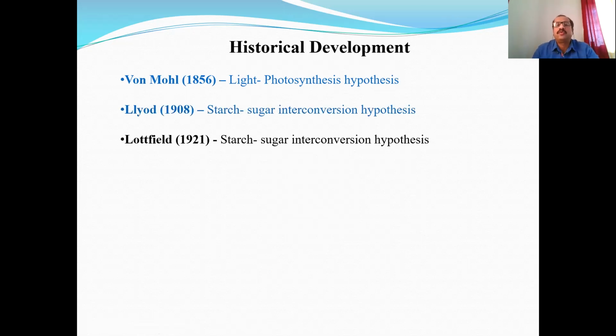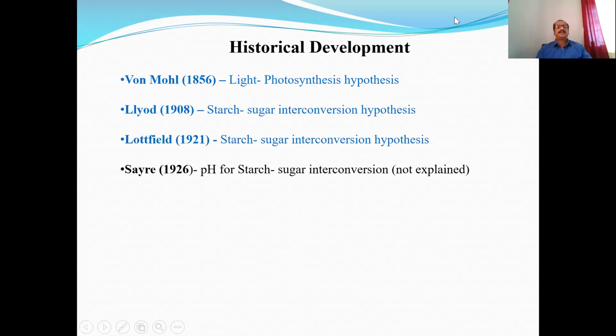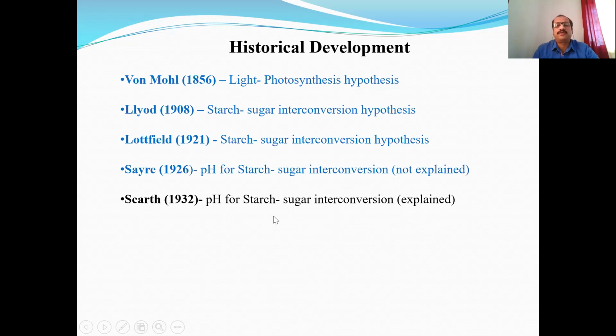But that hypothesis was later rejected by two scientists, Lloyd in 1908 and Loftfield in 1921, who proposed the starch-sugar interconversion hypothesis, which we have just now studied, how starch is converted into sugar and sugar is converted into starch. Then scientist Sayre in 1926 proposed that not light, but pH is the factor responsible for this starch-sugar conversion. But how pH is responsible for this interconversion was not explained by Sayre. Later on, in 1932, scientist Scarth gave that explanation. Sayre said that basic pH favors formation of sugar, whereas acidic pH favors formation of starch. But how pH is responsible was explained nicely by Scarth in 1932. What was his explanation?